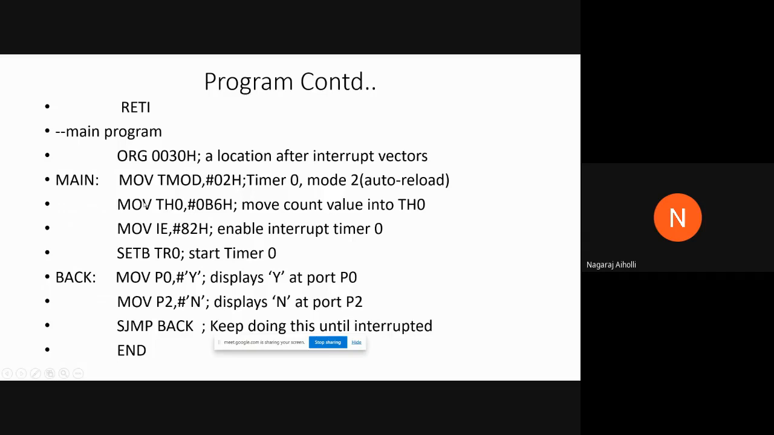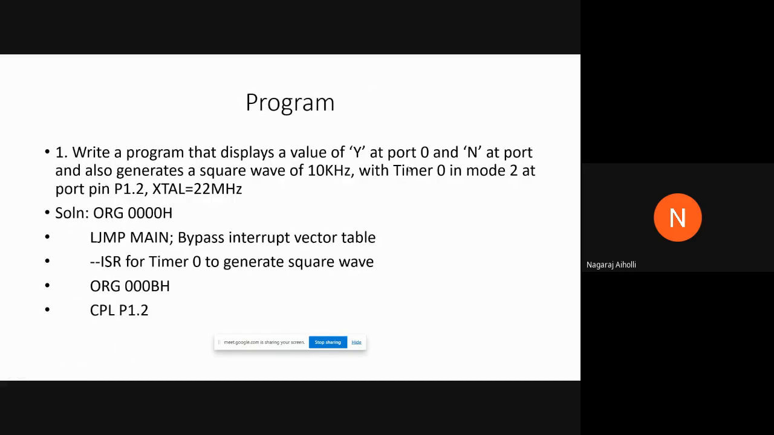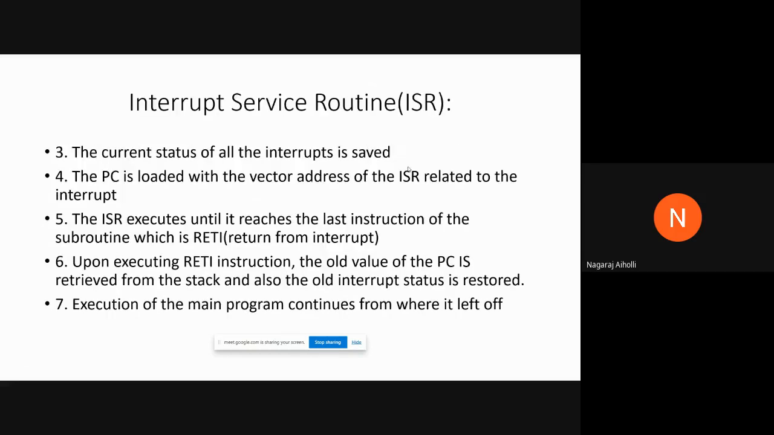What is the main function? In the program, it is ORG 0030H. This is the location for the interrupt vector. Okay, 0030H, right?